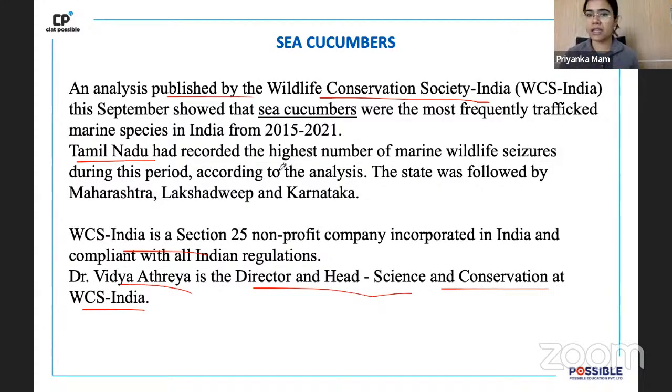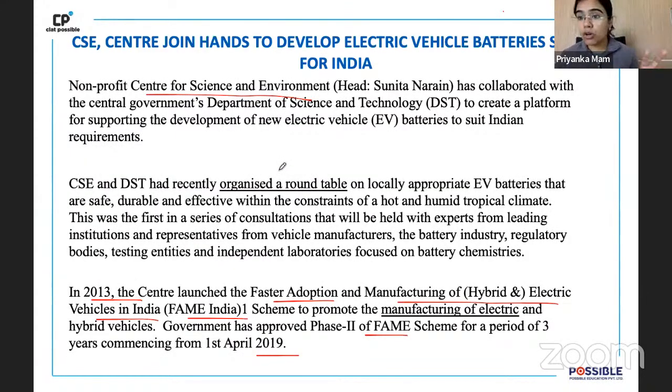And who has made this analysis? The Wildlife Conservation Society India, not for profit enterprise hai. Vidya Athreya is the Director General. Then we spoke about Center for Science and Environment, head is Sunita Narain, and central government. They came together and joined hands to make the policies and to develop electric vehicle batteries, which are suited for India. Apart from that, we also spoke about Reliance Industries and Rajesh Exports and all of that, जिन्होंने साथ में मिलके प्रोडक्शन लिंक्ड इंसेंटिव स्कीम में इलेक्ट्रॉनिक व्हीकल्स की बैटरीज बनाई थी. ये हमने किया हुआ है.